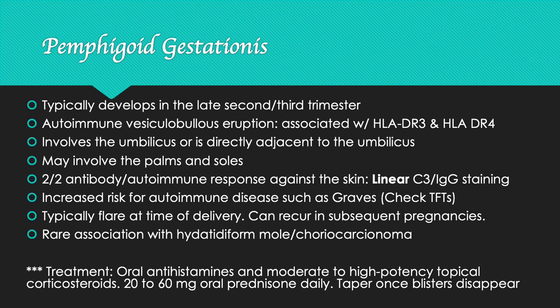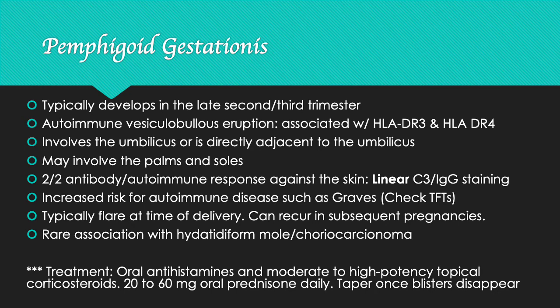This rash, as I mentioned before, can involve the belly button. It also may involve the palms and soles, which is less likely in the PUP rash that we looked at earlier. This rash is also associated with an increased risk of mothers going on to develop Graves' disease. So if you see this type of rash, it's important to check thyroid function tests. It's also important to know that this rash has an increased risk of being associated with hydatidiform moles and choriocarcinoma.